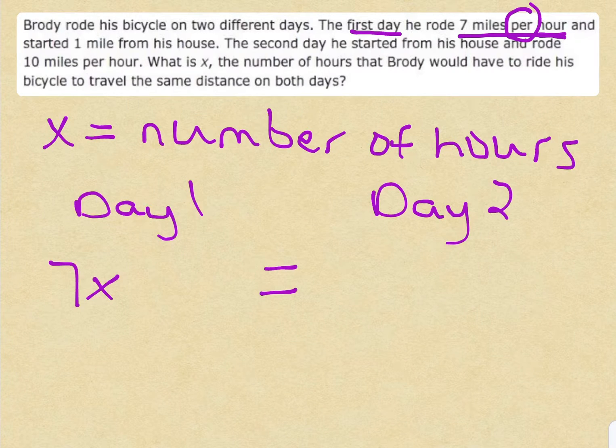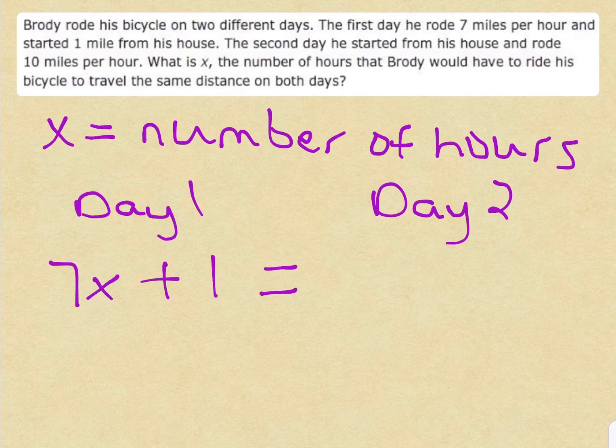Now, this is not the only part for the first day. It says 7 miles per hour and started 1 mile from his house. How do you think we're going to represent him starting 1 mile from his house? Since we're starting away from the house, we've already gained this mile, so we're going to have it as a +1.